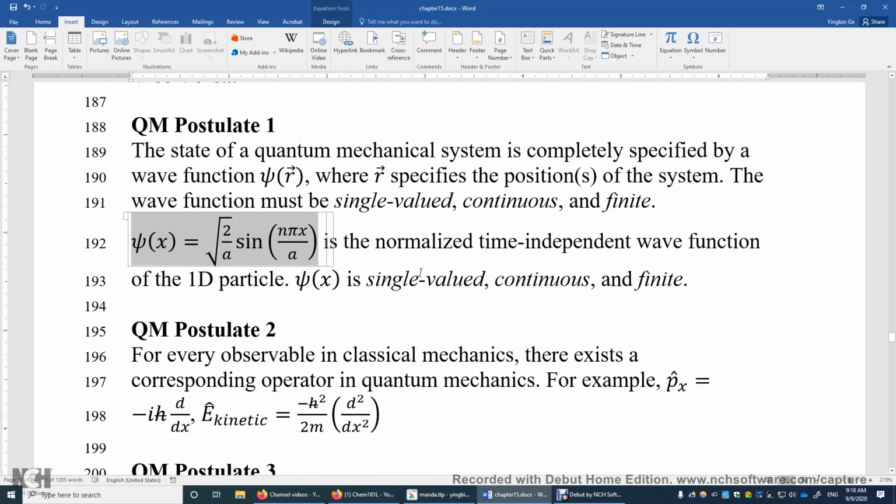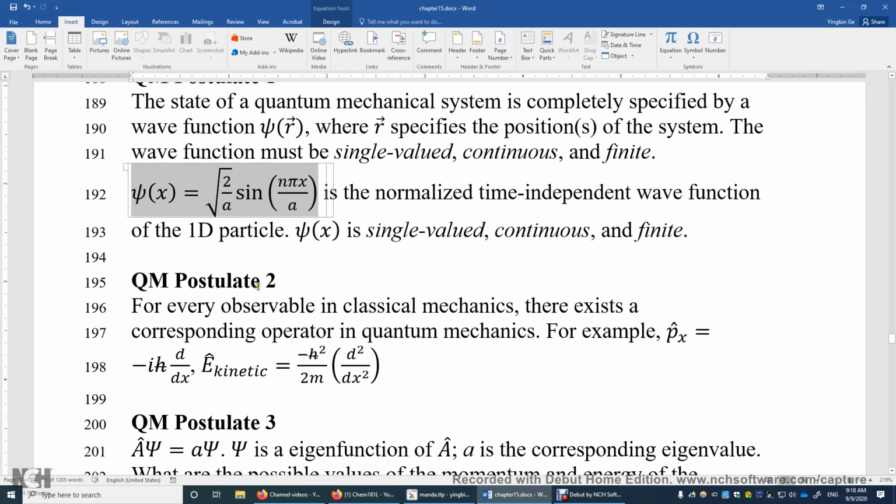Now postulate 2. For every observable in classical mechanics, there exists a corresponding operator in quantum mechanics. For example, we have this momentum operator, we have this kinetic energy operator, and you can apply these two operators to this wave function of the one-dimensional particle in the box. Or you can try this for 2 dimensions, 3 dimensions as well. Each dimension is independent of each other.